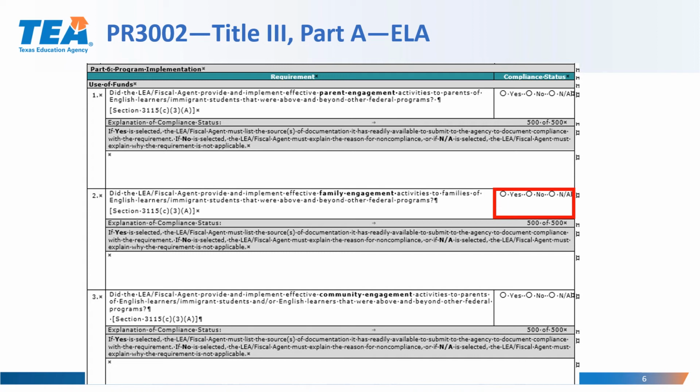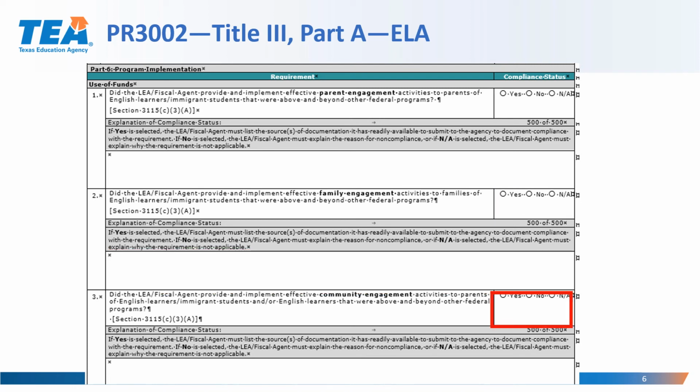For the second program implementation question, did the LEA provide and implement effective family engagement activities to families of English learners that were above and beyond other federal programs? The LEA must answer yes, no, or not applicable. Again, in the explanation of compliance status, if the LEA said yes, the LEA must list the sources of documentation that is readily available to submit to the agency to document compliance with this requirement. If no, the LEA must explain the reason for the non-compliance, and if NA was selected, the LEA must explain why the requirement is not applicable.